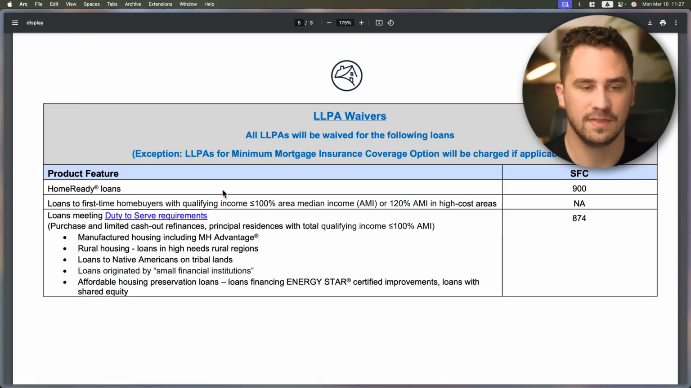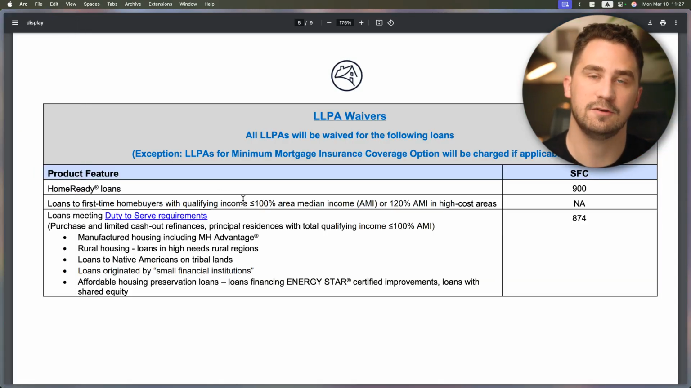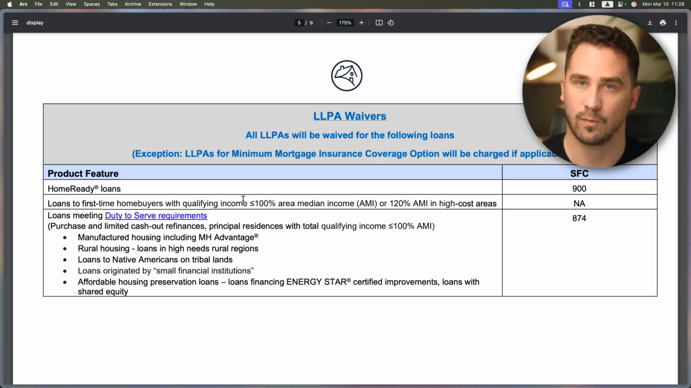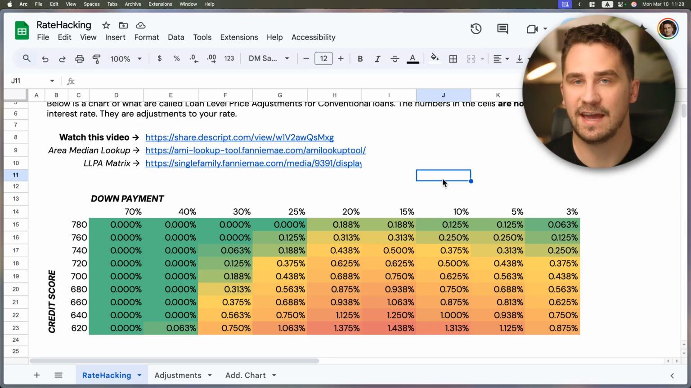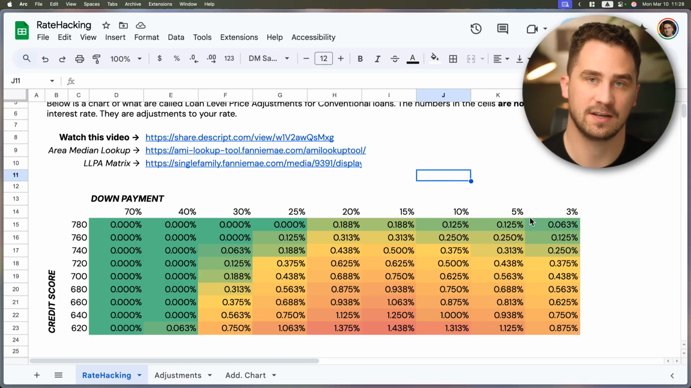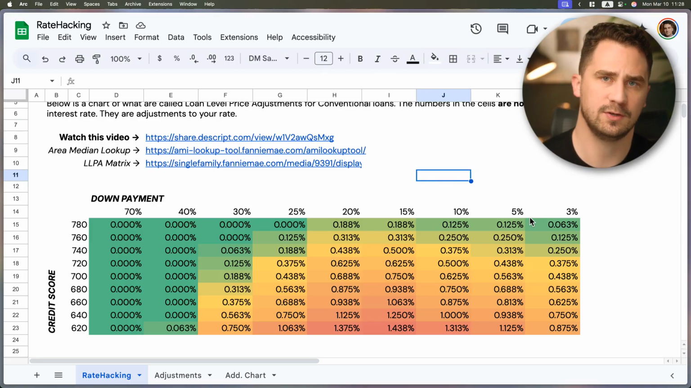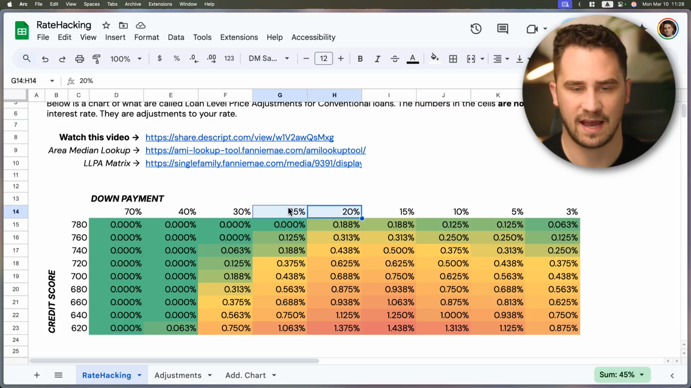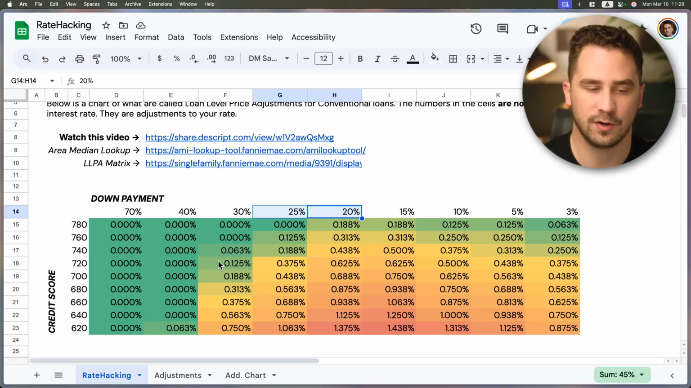But these are really great because they can save you so much on your interest by, again, being a first-time home buyer and under that 100% limit, or by having a HomeReady loan, meaning you're under the 80% limit, and you don't have to be a first-time home buyer for that. So getting that waiver is awesome. Also looking at differences in down payments is awesome. But for a lot of people, going to a higher down payment doesn't always make sense, especially if you're looking in these higher brackets to lower your interest rate.